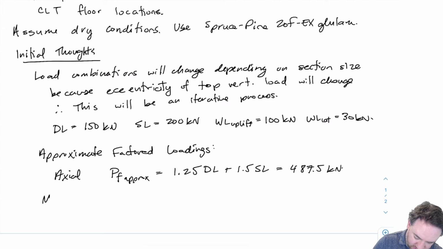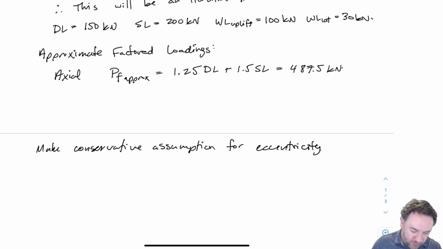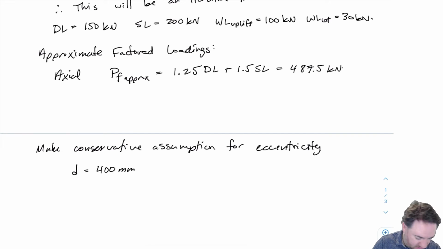So we're going to make a conservative assumption for eccentricity, because we need the eccentricity in order to determine the applied moment so that we can actually pick some kind of halfway reasonable section. So we've only looked at axial load so far. So let's say that our D of our member, the depth, is somewhere around 400. We said 380. Let's just round to 400. We're doing everything approximate here. What's the E going to be if I have 400?